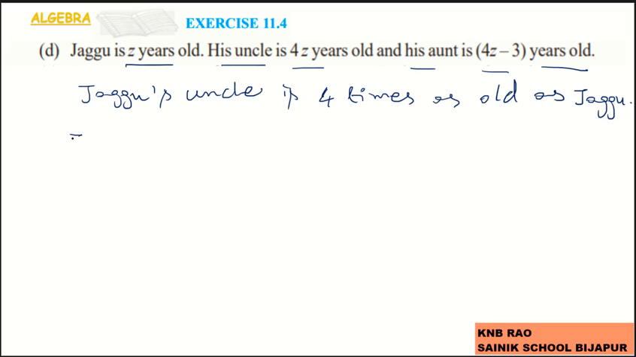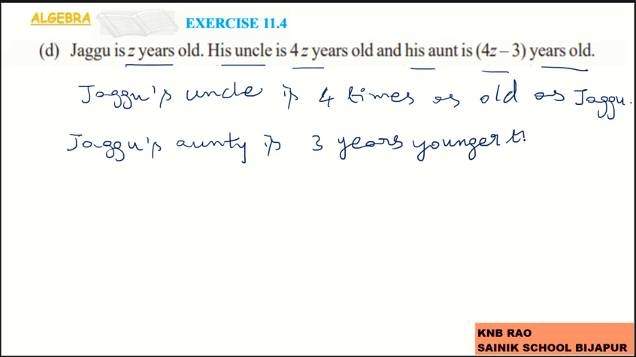Next, Jaggu's auntie is 3 years younger than Jaggu's uncle. So, that means 3 years less than the age of Jaggu's uncle. Jaggu's uncle is 4 times the age of Jaggu. That is how the same thing can be expressed in terms of words or ordinary language.